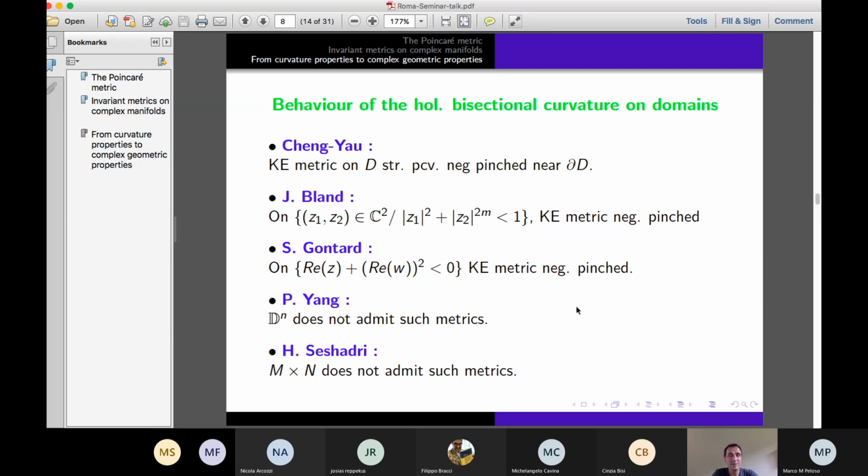In contrast, if you consider the polydisk, it does not admit such a metric. To be more precise, the result by Paul Young tells you that on the polydisk, there is no complete Kähler metric with negatively pinched holomorphic bisectional curvature. As an example, consider the Bergman metric. It has bounded negatively pinched holomorphic sectional curvature.